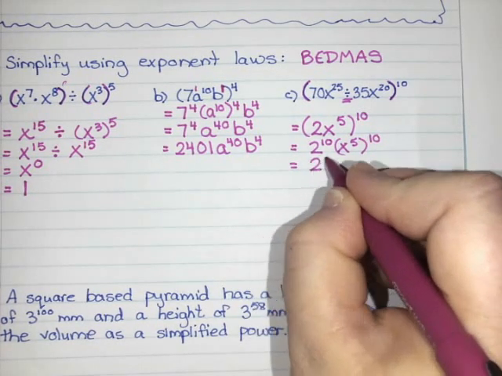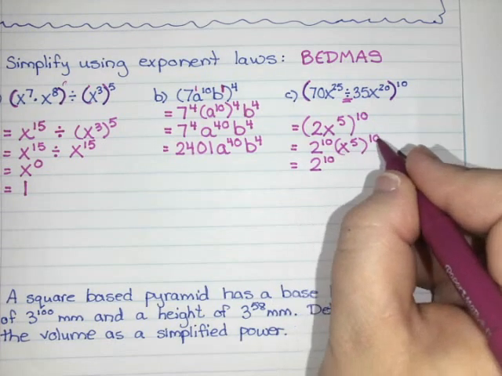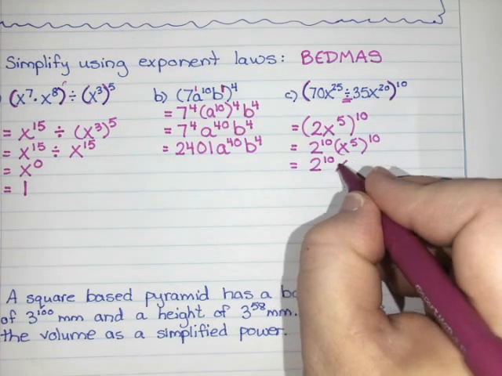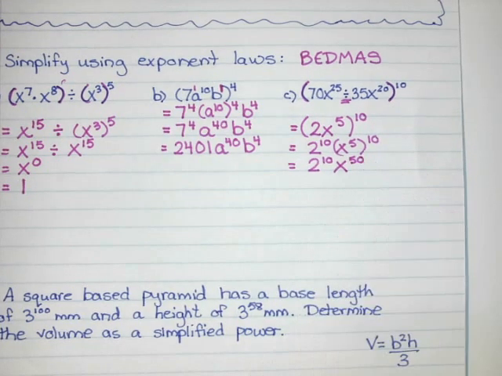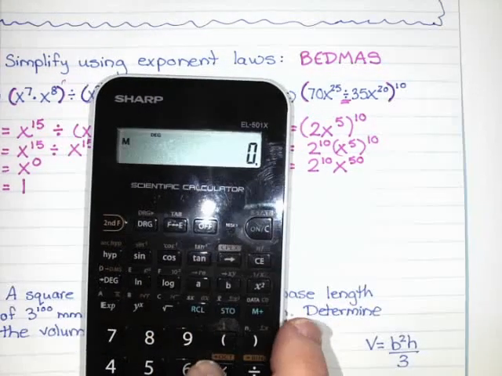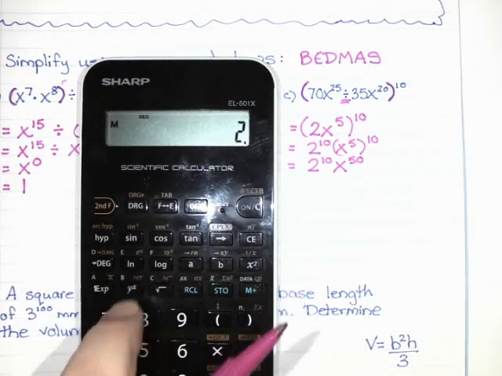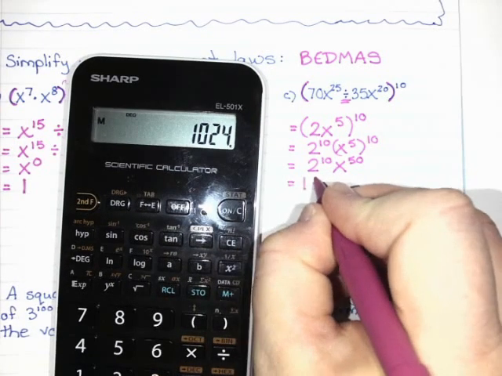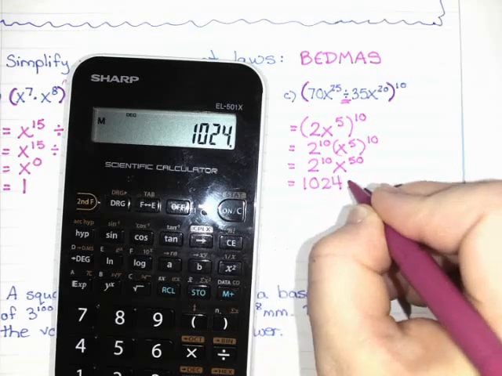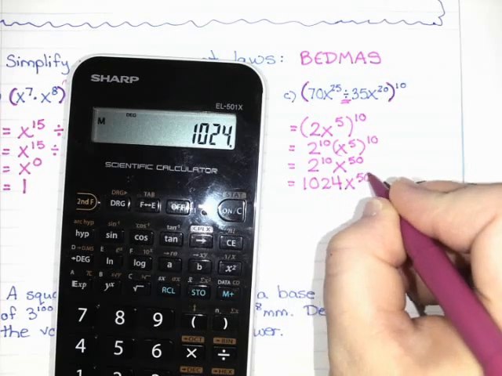So I have 2 to the power of 10. When you have a power on a power, we multiply. So that gives me x to the power of 5 times 10 is 50. Now I could leave it, but I think I'm going to work out what 2 to the power of 10 is. So 2 to the power of 10 is 1,024. x to the power of 50.